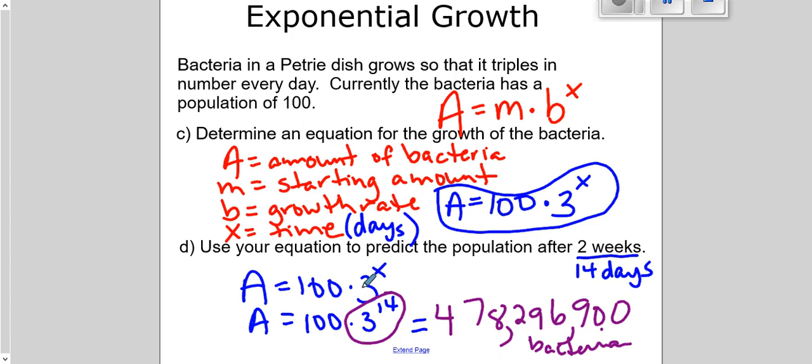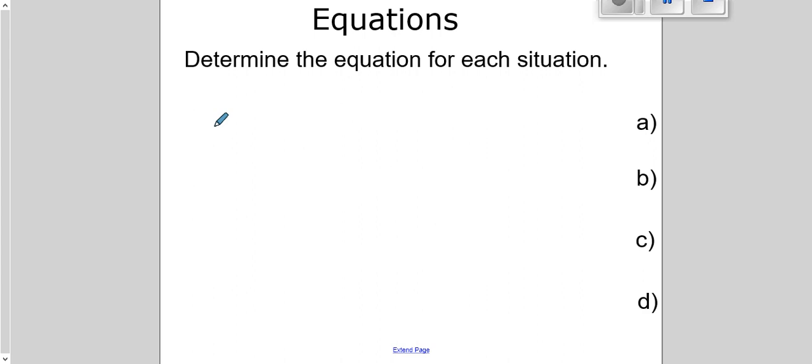Okay, so the big one on this is just to be sure that you work out the 3 to the 14 first on your calculator, and then take your answer and multiply it by 100. This is also very important. Of course, this will be our equation that will help us come up with exponential equations, depending on the information given. So let's take a look at another example.